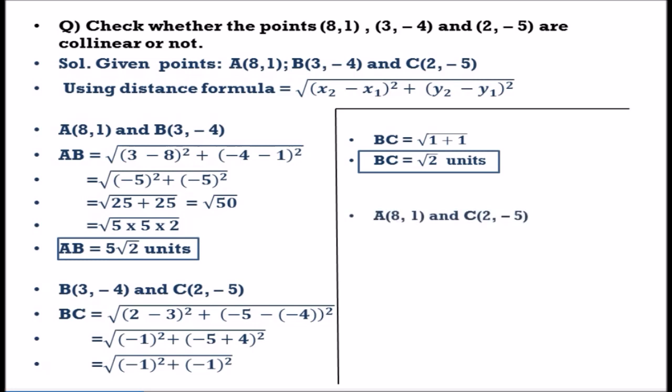Now the third distance will be between A and C. A is (8, 1), C is (2, -5). So second point minus first point, AC will be (2 minus 8) whole square plus (-5 minus 1) whole square.